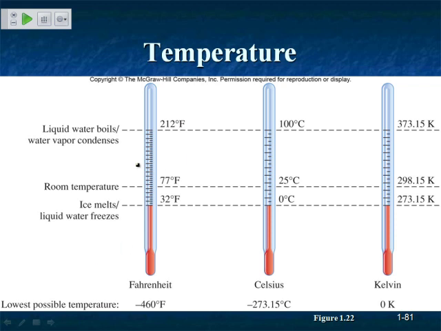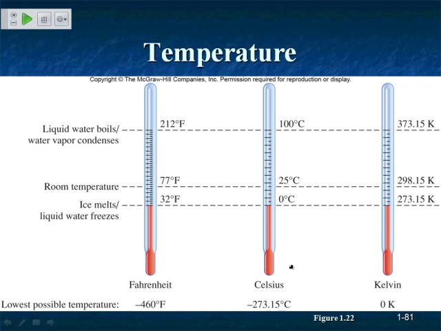So the first one, this is what we are all familiar with, right? The Fahrenheit temperature. We know that ice will melt at 32 degrees F, or water will freeze at 32 degrees F, and the room temperature is usually 77, even though we don't keep the room at 77. In scientific calculations, when an experiment is done at room temperature, this is the temperature you mean. And liquid water boils at 212 degrees F. We know that. And the lowest possible temperature in the F scale is negative 460 degrees F. That is the lowest possible temperature.